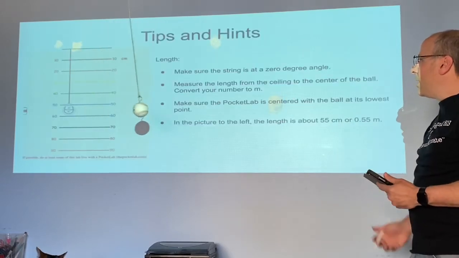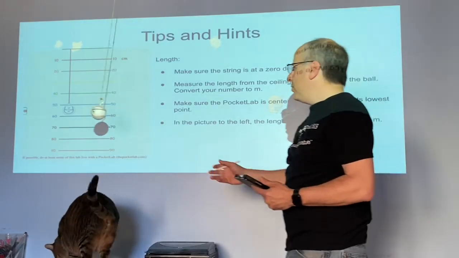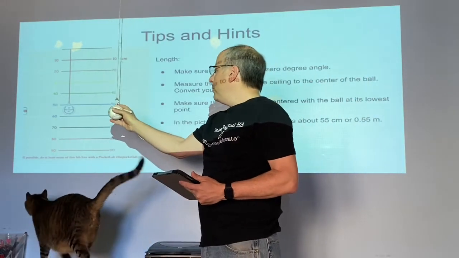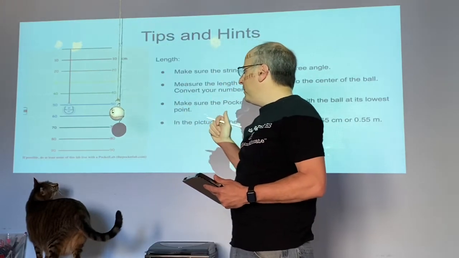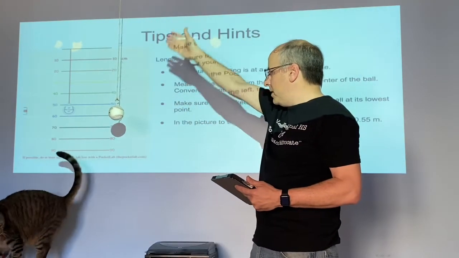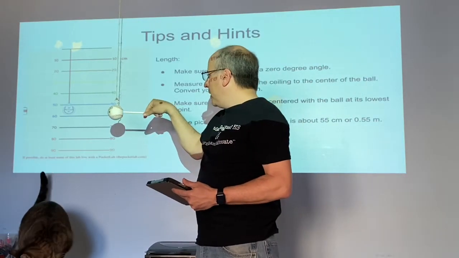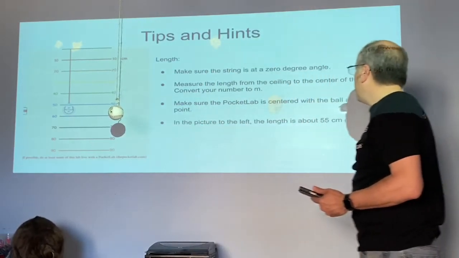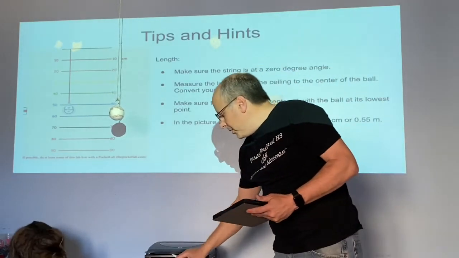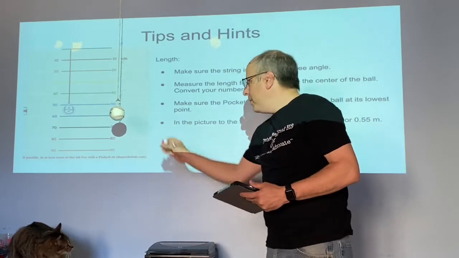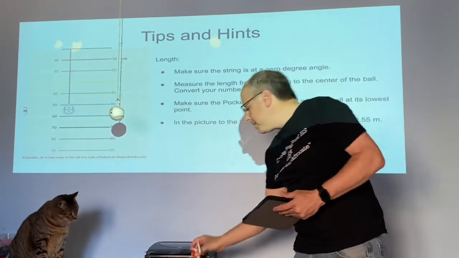Okay, so I want to start with some tips. Make sure your string is at 0-degree angle when you measure it. So if you hold the string steady, you want to measure the length from the time when it's at 0. You want to make sure you measure to the middle of the ball. You want to make sure your PocketLab is centered with the ball. So if you had your PocketLab, you'd make sure it's centered and then you just pull it back a little bit.